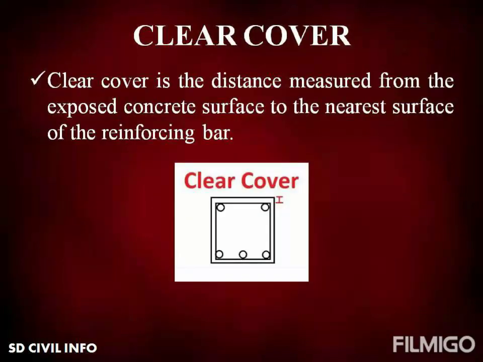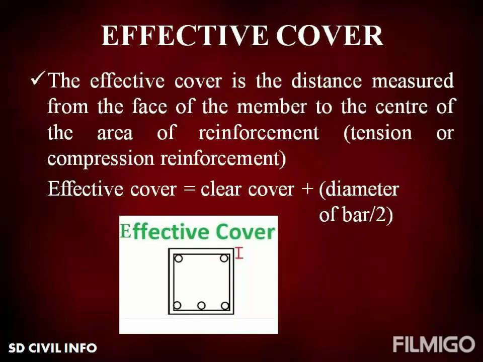The distance measured from the exposed concrete surface to the nearest surface of the reinforcing bar is called clear cover. On the other hand, the distance measured from the face of the member to the center of the area of reinforcement, that is, tension or compression reinforcement, is called effective cover. The effective cover is equal to clear cover plus half of the diameter of the bar.